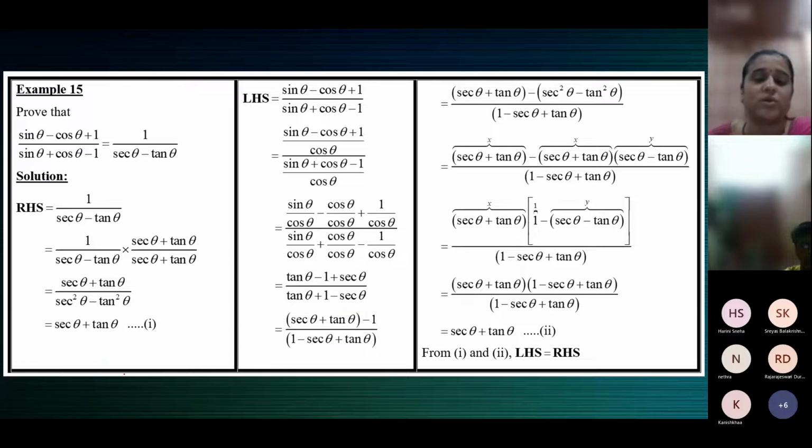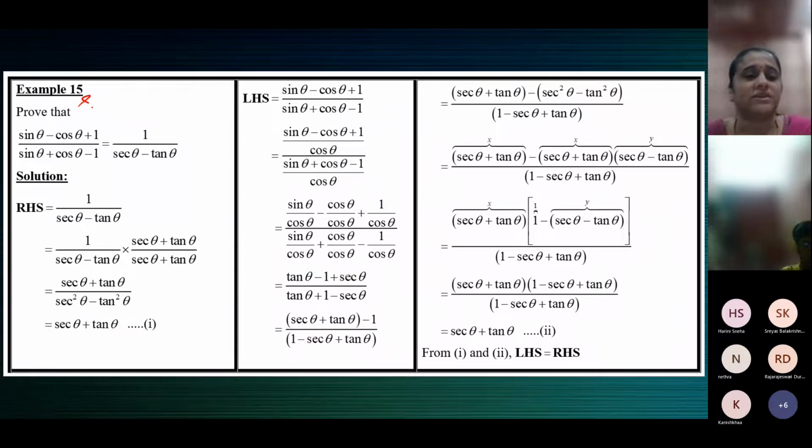Okay, now in the numerator, what do we do? Write the 1 in the end. This minus 1, write it in the end. So you have secant theta plus tan theta minus 1. See, the identity is secant square theta minus tan square theta is equal to 1, right? In which secant theta comes first and then tan theta. That's why I've written secant first and then tan.